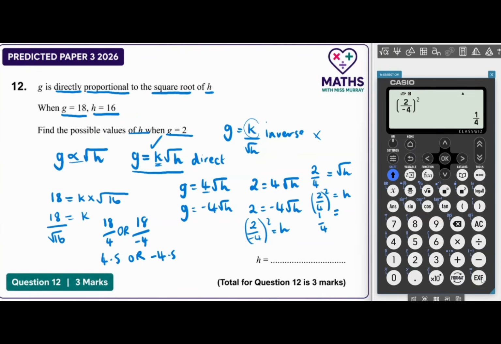So in this one, there is actually only one possible answer. And the reason for that is when you square a negative number, you get a positive answer. So actually, there is only one answer. But there could be a case or a question where you might have more than one answer, because it says possible values of h when g equals 2. So h is a quarter, and that would give you 3 marks there.